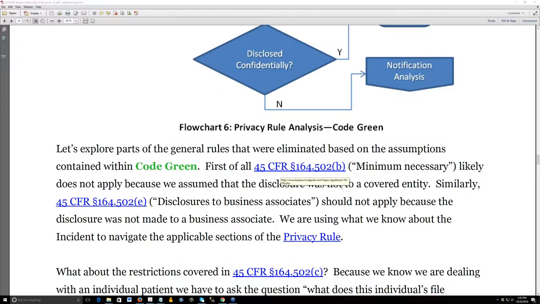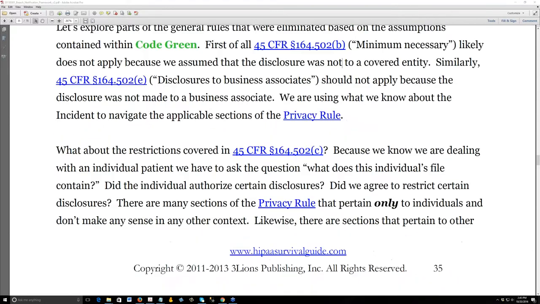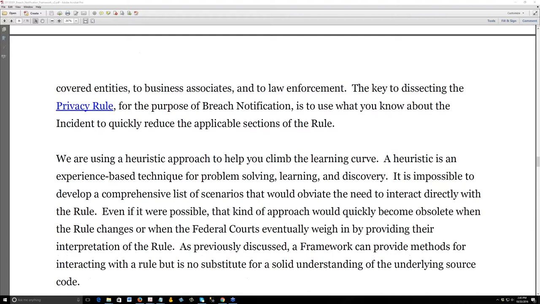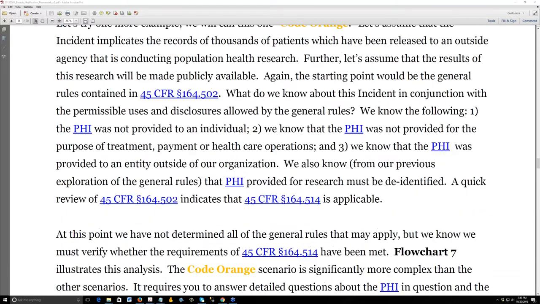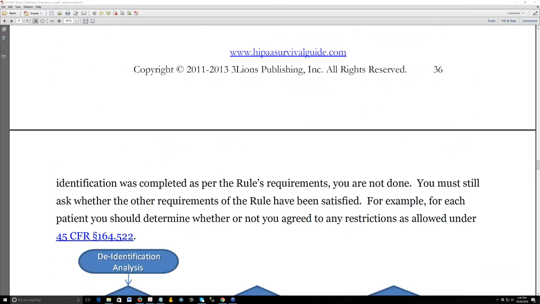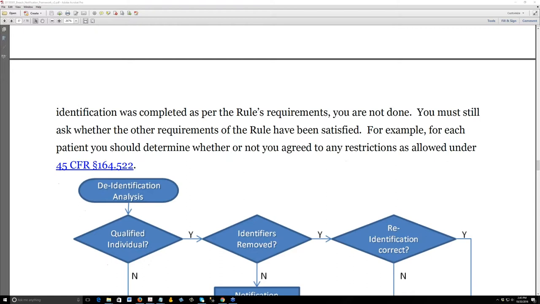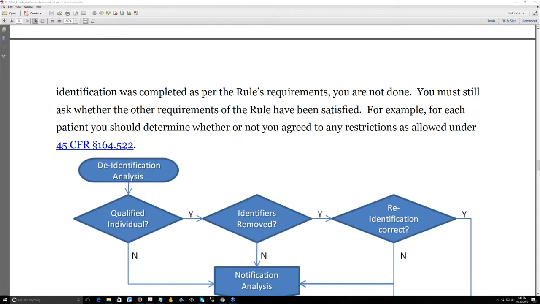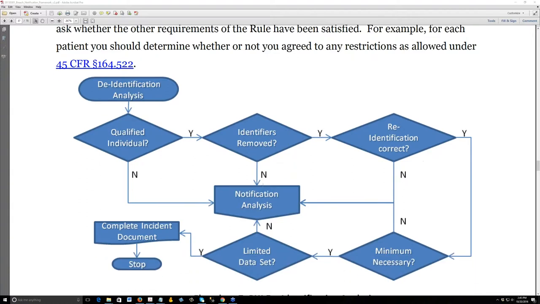There you go. Okay, so what I wanted to wrap up here with is we give you a way, a process, a framework for going about and figuring out, was there a violation of the rule? And here we're continuing with more flowcharts. This is 164.522. Were the identifiers removed? Can you re-identify and so forth?